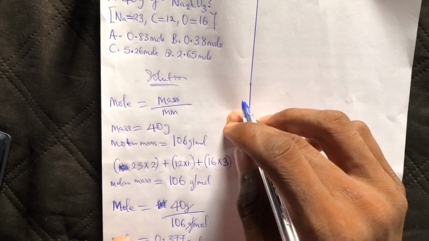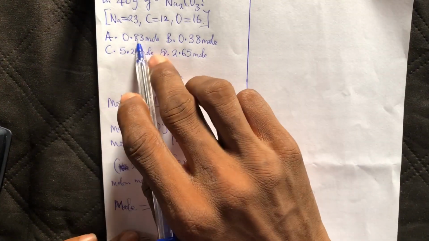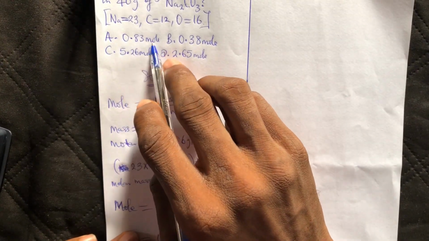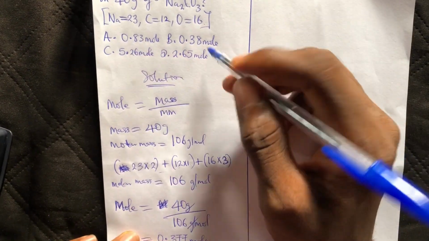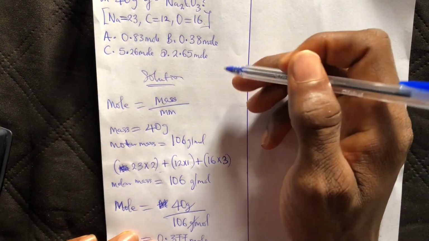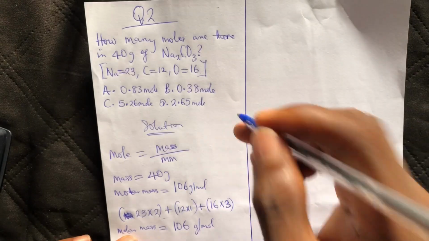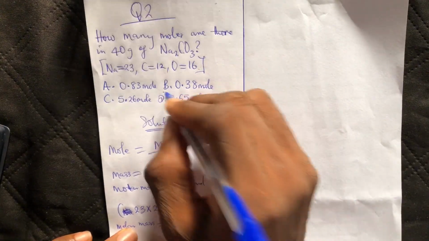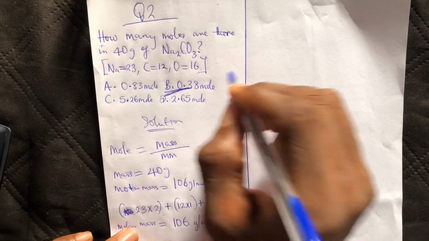All right, so looking at the options, option A is 0.83 mole, which is wrong. Option B is 0.38 mole, which is our correct option for this particular question. All right, so option B is the right option for this question.